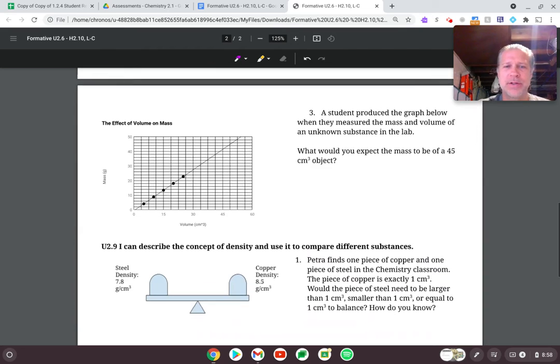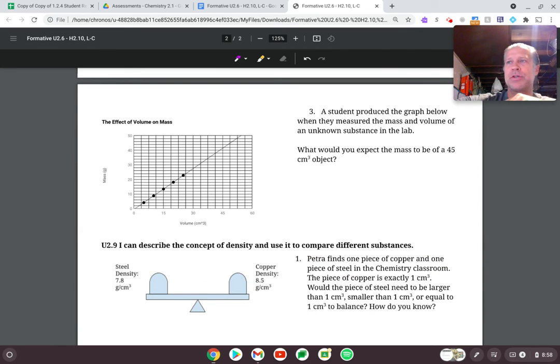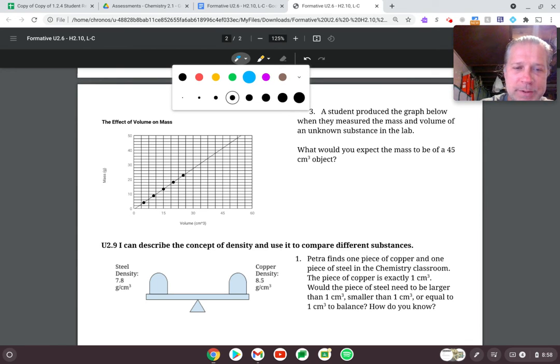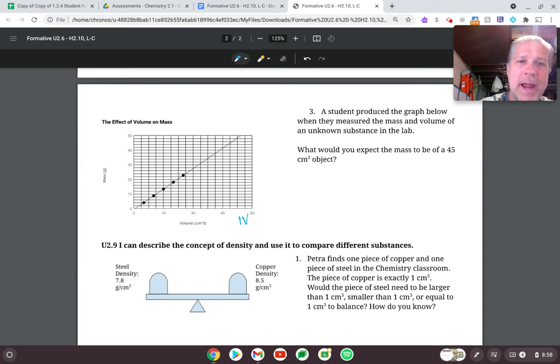All right. The next one is we are going to use our graph here in an effort to determine what the mass or volume is. Just to review, our volume happens to be the independent variable. Our mass happens to be the dependent variable. And this one is asking me to do a little bit of reading of the graph. It says, a student produced a graph below when they measured the mass and volume of an unknown substance in the lab. What would you expect the mass of a 45 cubic centimeter object to be? So in this case, we are trying to figure out what the mass is.